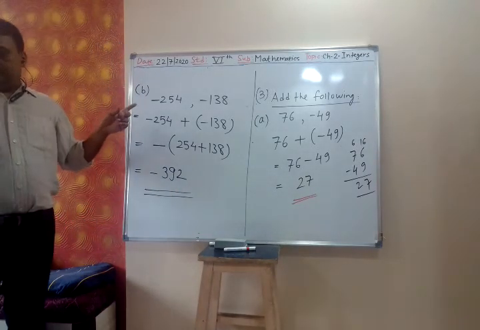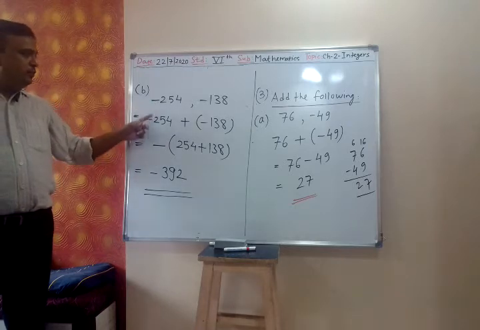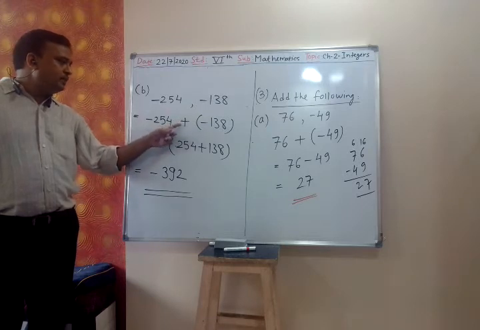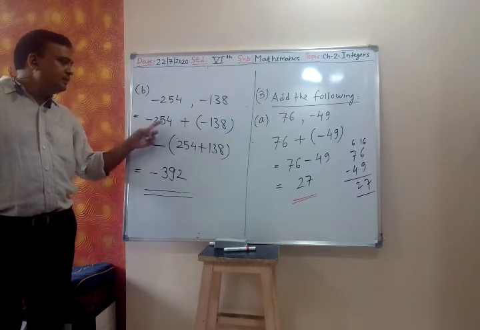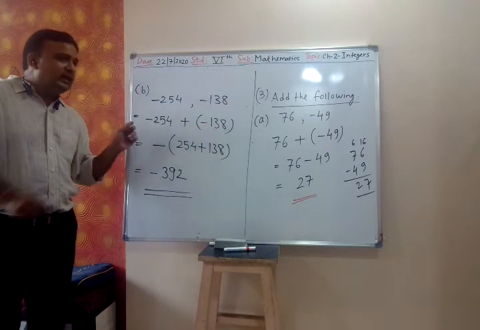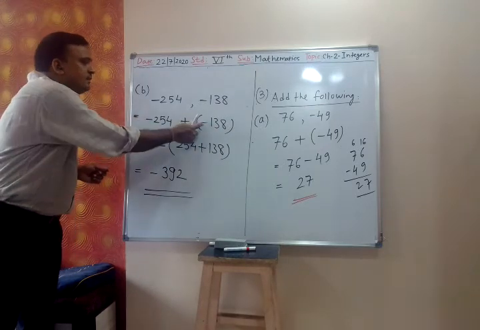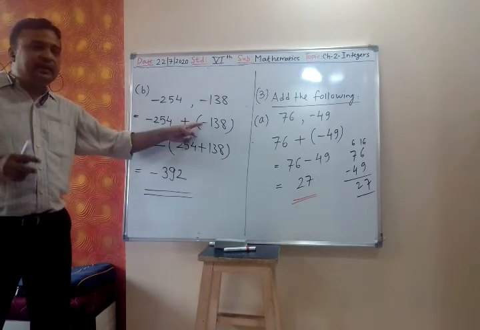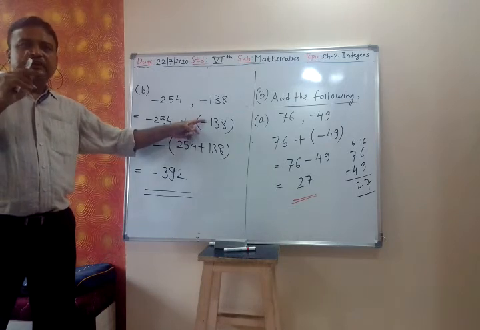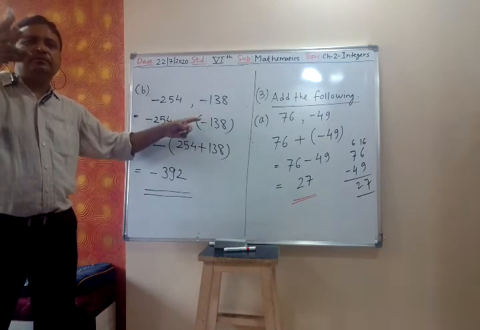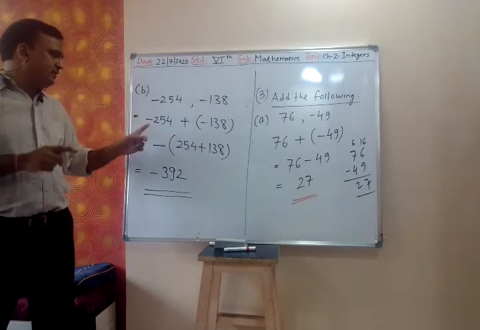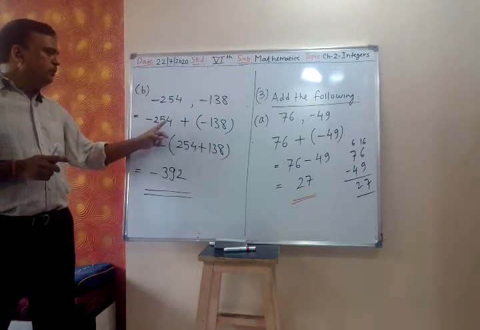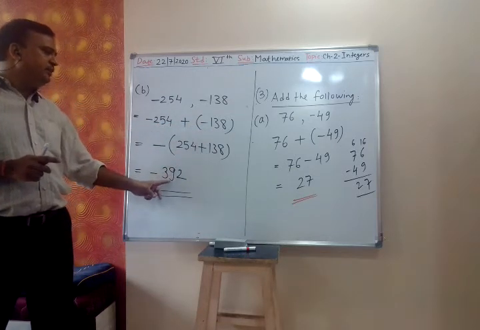This is minus 254 and this is minus 138. We want to add. Sign of 254 is minus, sign of 138 is minus, they have same sign. Minus minus means same sign. So whenever it is minus minus, you have to add the number and take the common sign minus. 254 plus 138 is 392.